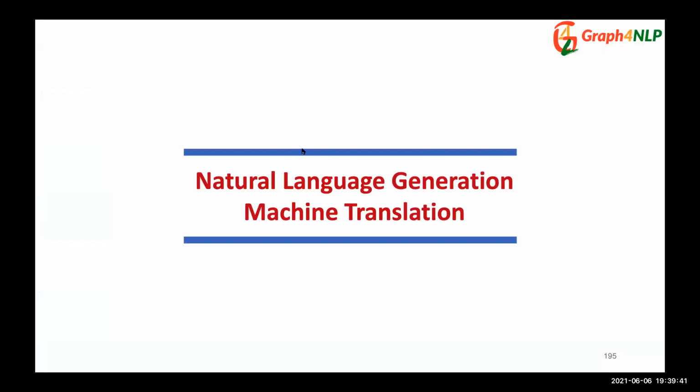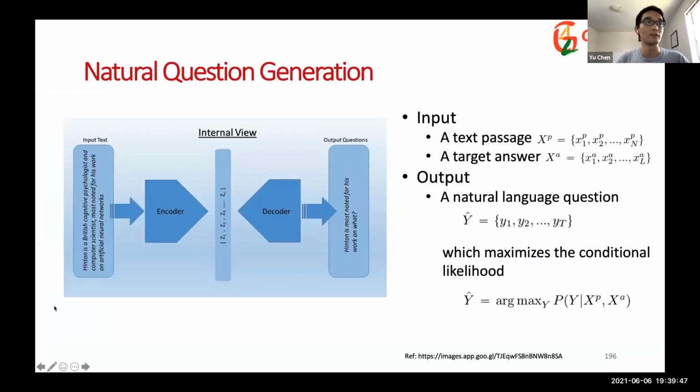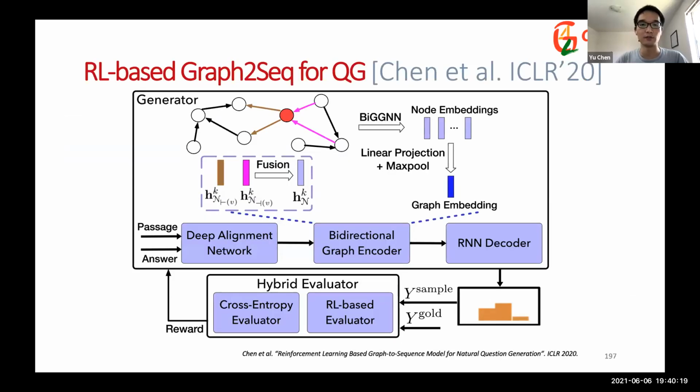So let's talk about one of the natural language generation applications, which is natural question generation. The task of natural question generation aims to generate natural language questions from a passage and an answer. And ideally, the generated question should be relevant to the given passage and answer. The generation task has many useful applications, such as providing training data for question answering systems. So this paper introduced an RL-based graph-to-sequence model for the question generation task.